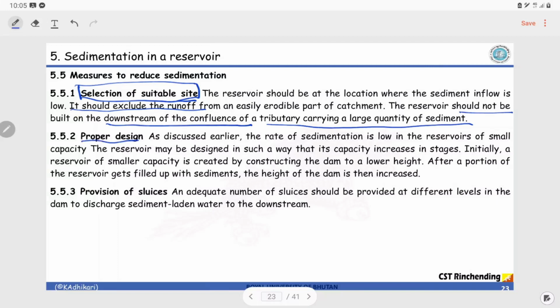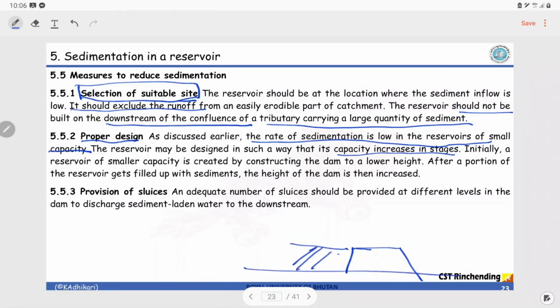Next is proper design. The rate of sedimentation is low in a reservoir of small capacity, right? We just discussed this. So the reservoir may be designed in such a way that capacity is increased in stages. This is an interesting one. In fact, you first construct a small dam. Now the reservoir is only this much. Now the ponding is only this much.